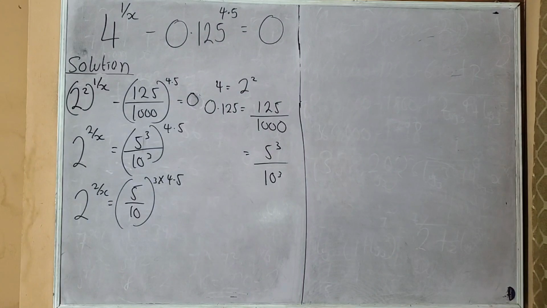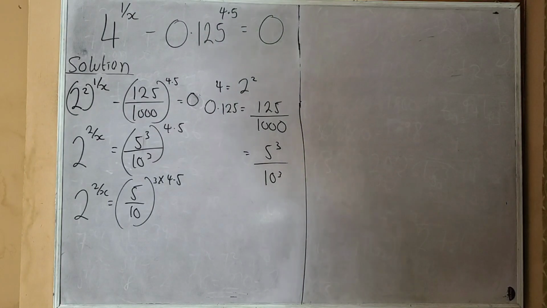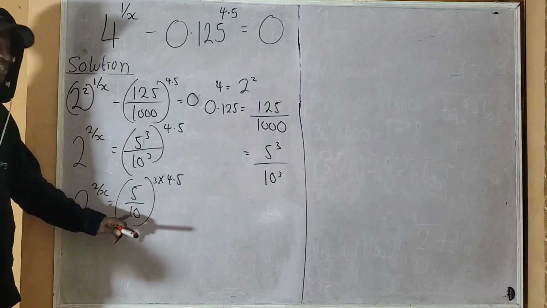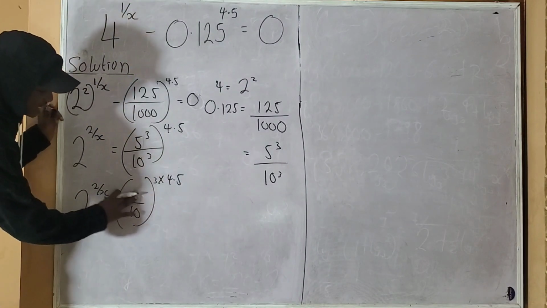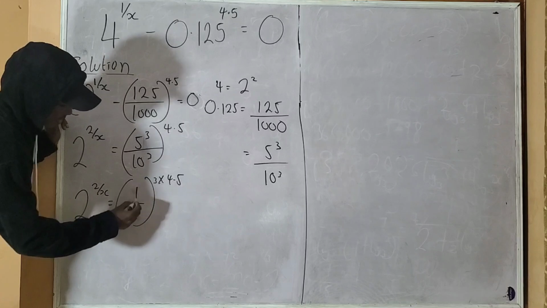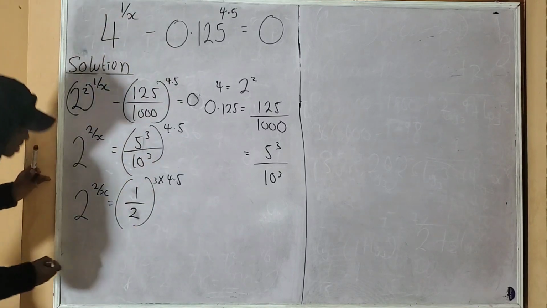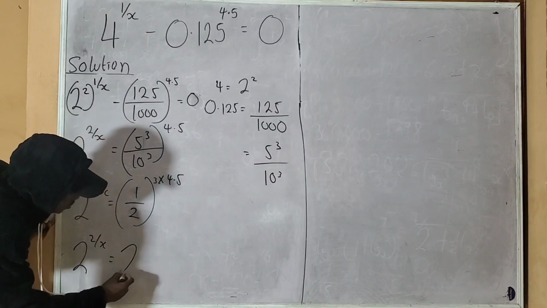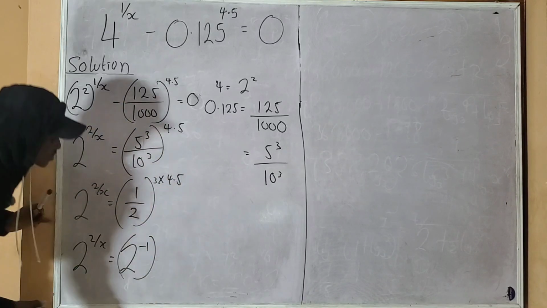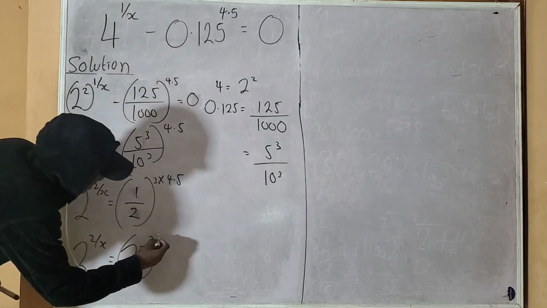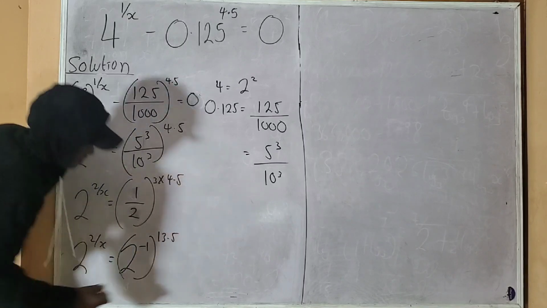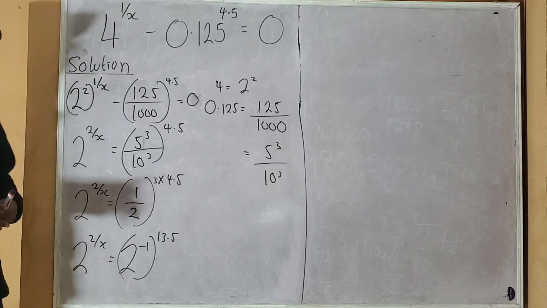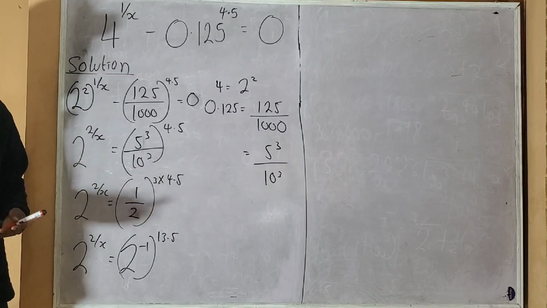In the absence of question, I'm going to proceed. Now, when you get to this point, do not forget that the ratio of 5 to 10 is what? 1 over 2. So let's change this to 1 over 2. So I'm going to have 2 raised to the power of 2 over x is equal to 2 raised to the power of negative 1, raised to the power of 3 times 4.5. That is what? 13.5. Okay.